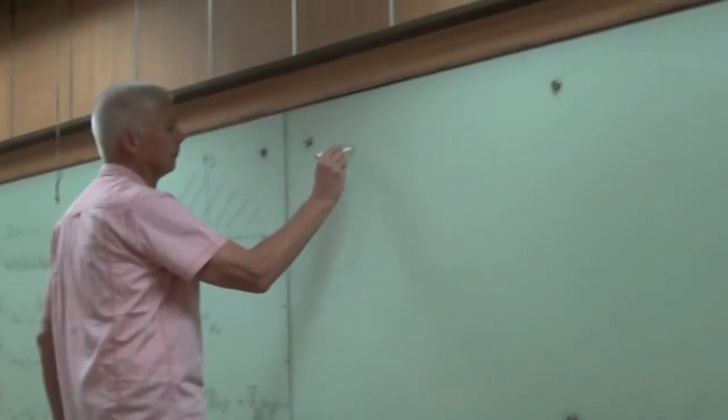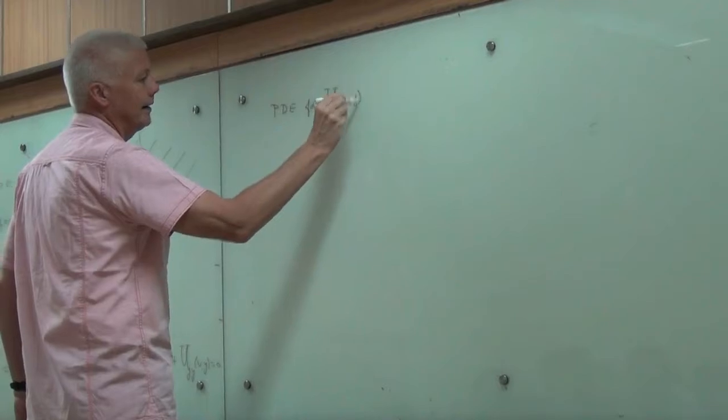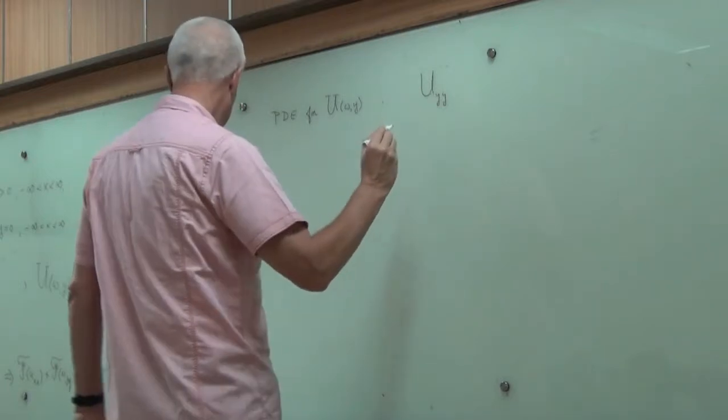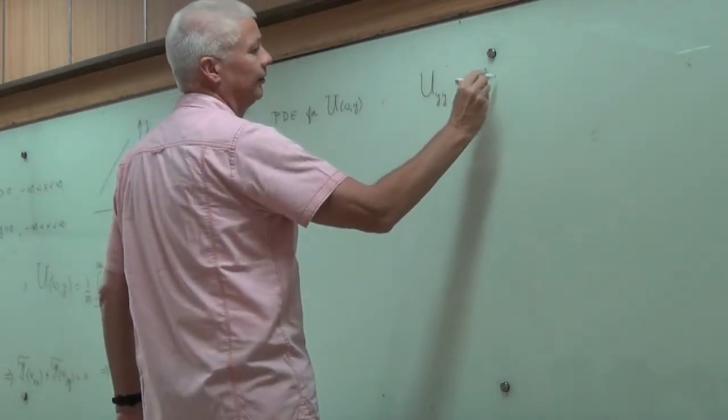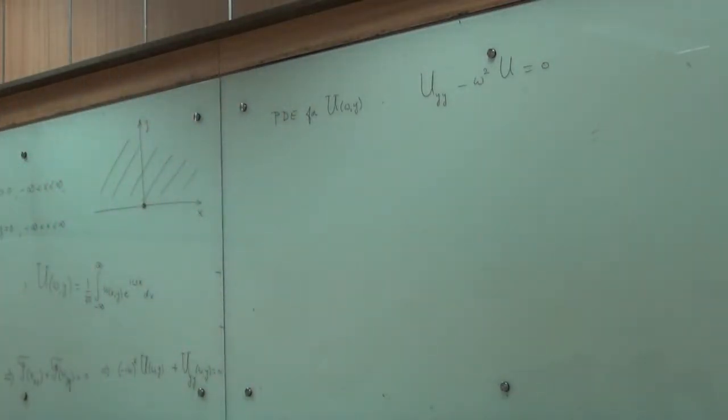Okay, let's look at the PDE for big U of omega, y. That PDE reads U_yy minus omega squared big U is equal to 0. What are the solutions of this PDE? You can look at it as an ODE. So I will immediately find solutions e to the power plus omega y and e to the power minus omega y. So this equation has solutions.